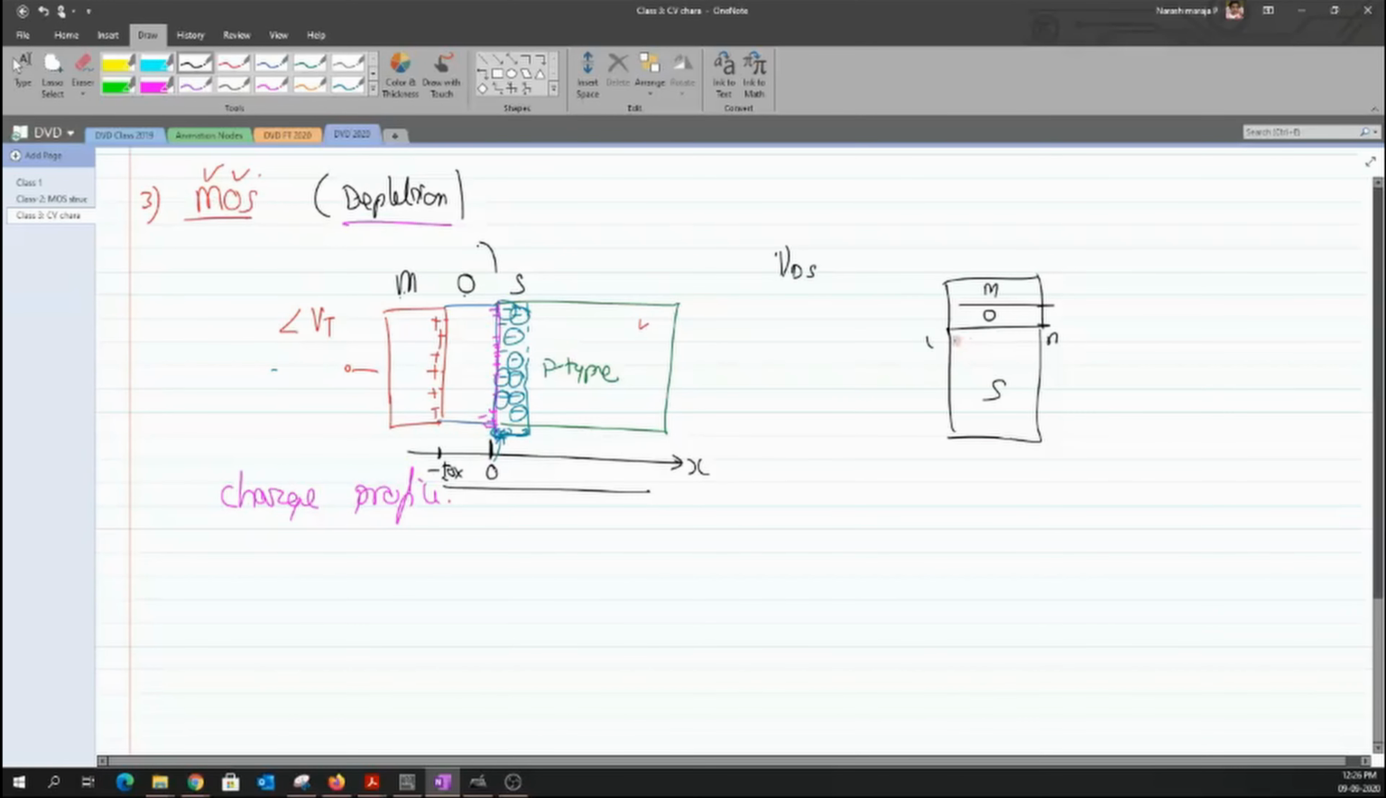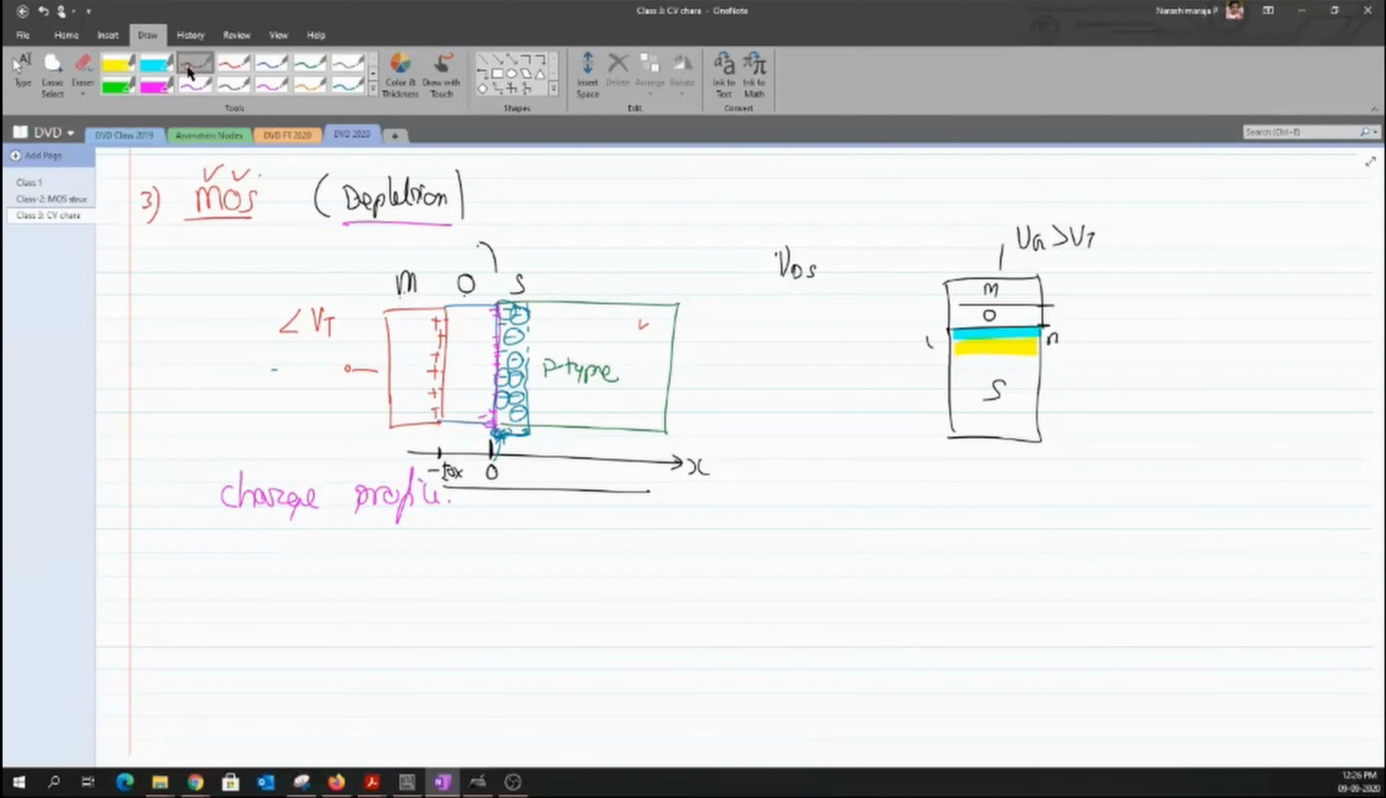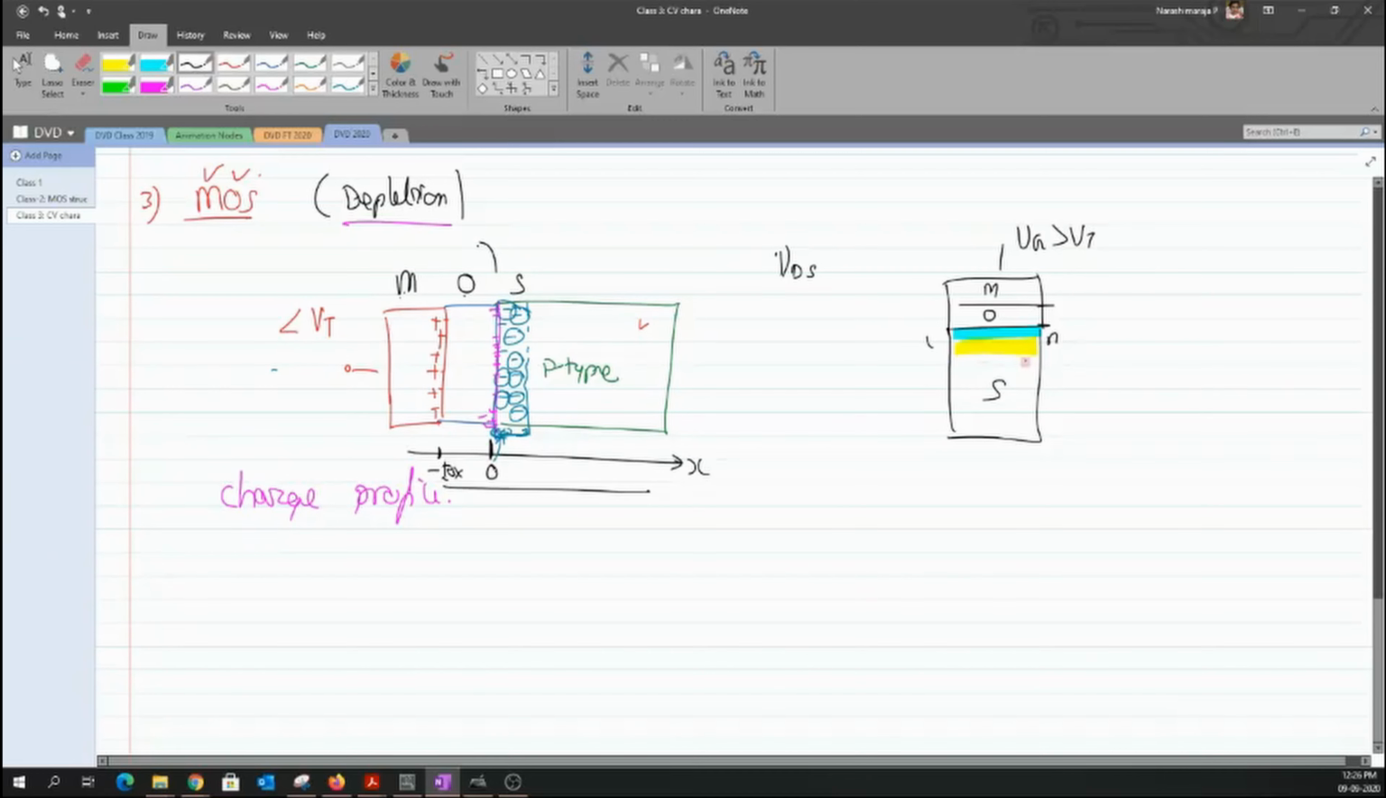What is happening is that as I increase the value of VG, which is greater than the value of VT, it just creates a pool of negative charges, but the depletion width will stay constant. That is what I'm trying to say. And below that, we have the p-type, holes. The majority carriers in this particular region are all holes.